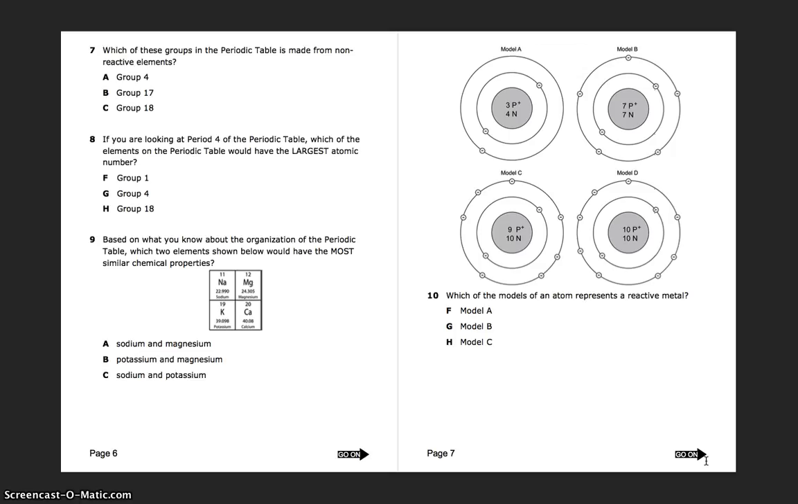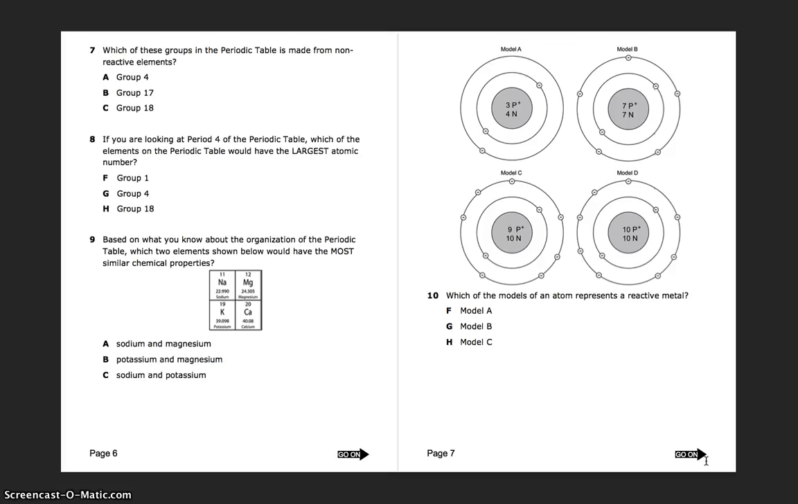Number 8. If you are looking at period 4 of the periodic table, which of the elements on the periodic table would have the largest atomic number? F. Group 1, G. Group 4, H. Group 18.